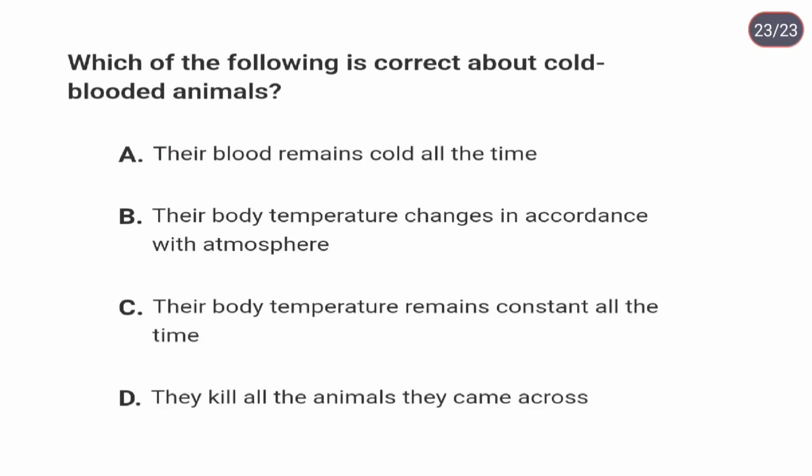Which of the following is correct about cold-blooded animals? Their body temperature changes in accordance with the atmosphere. Cold-blooded creatures take on the temperature of their surroundings. They are hot when their environment is hot and cold when their environment is cold. In hot environments, cold-blooded animals can have blood that is much warmer than warm-blooded animals, so their body temperature changes in accordance to temperature of atmosphere.